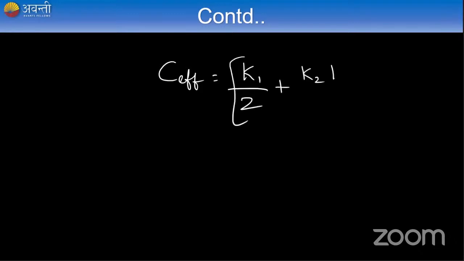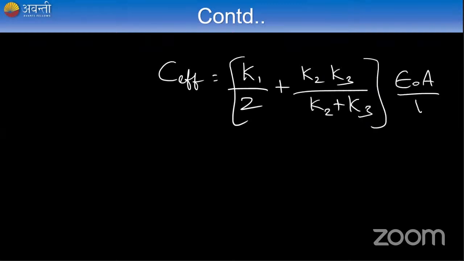So what will be my C effective? C effective is equal to K1 by 2 plus K2 K3 by K2 plus K3, into epsilon naught A by D. So this is my final capacitance. This is the effective capacitance of the capacitors connected in this way. So this is the final answer, guys. Hope this is understood.